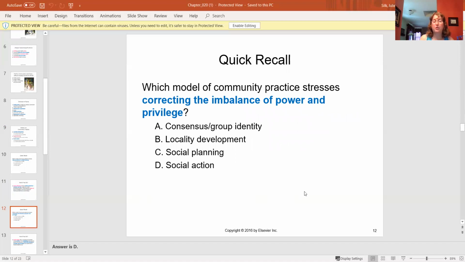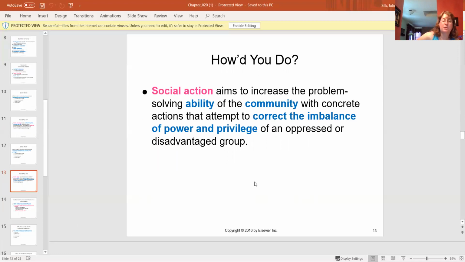Here's another question for you. Which model of community practice stresses correcting the imbalance of power and privilege? This is going to be D, social action. And again, this just reviews what social action is. Social action aims to increase the problem-solving ability of the community with concrete actions that attempt to correct the imbalance of power and privilege of an oppressed or disadvantaged group.